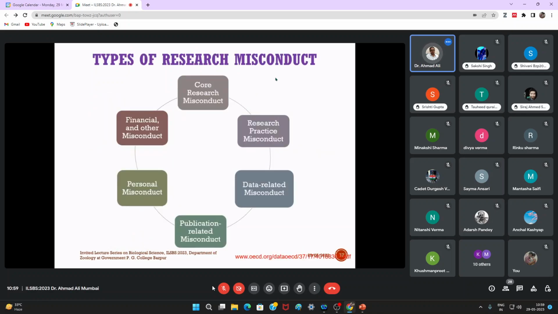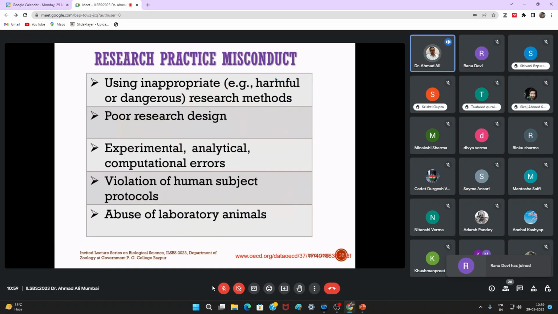So another way of classifying research misconduct is core research misconduct, research practice misconduct, data related, publication related, financial or other misconduct, personal. Some of these examples are: poor research design, experimental, analytical, computational errors, violation of human subject protocols, abuse of laboratory animals. What are the ways to maintain them, feed them, and all these things.